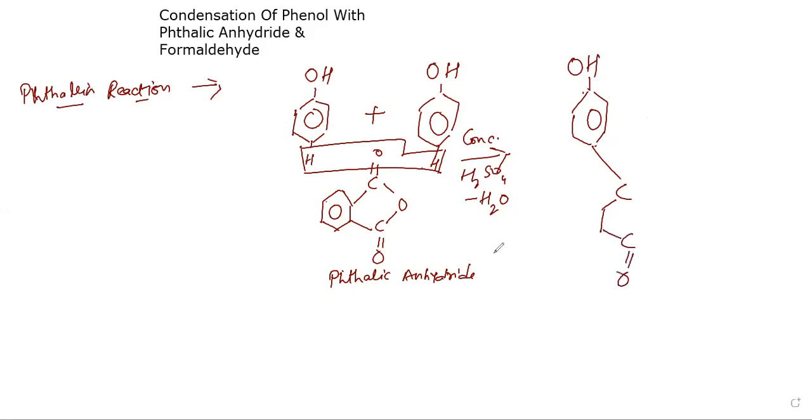C double bond. Just practice how to make these structures. Then you have the second phenol. It's a straight line coming here. And then you have the rest of the molecule. This is your phenolphthalein.